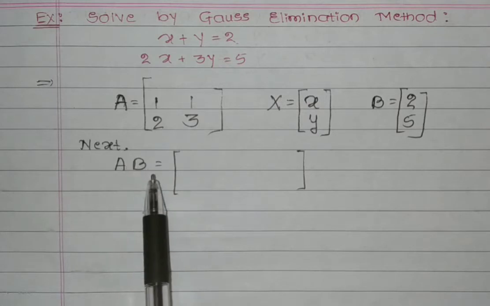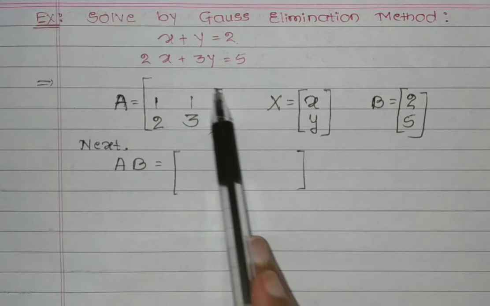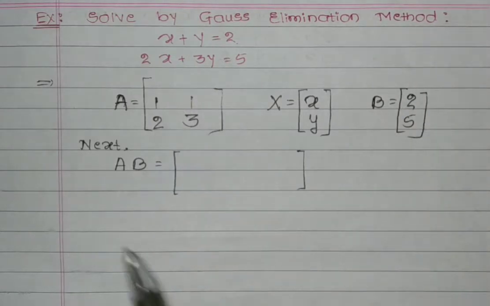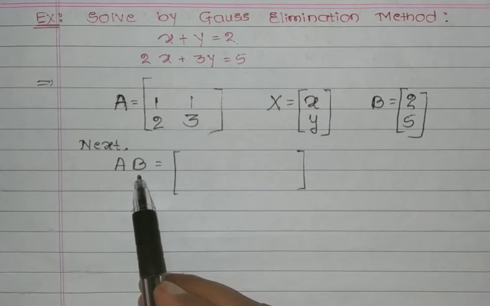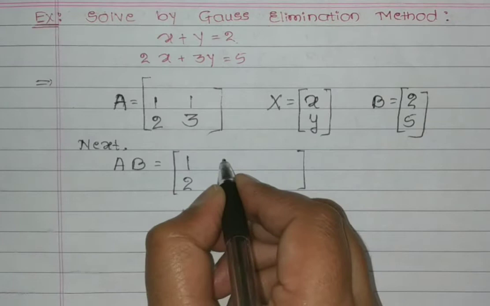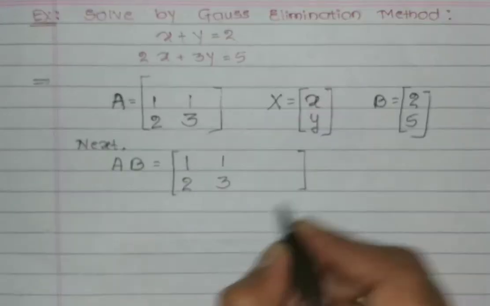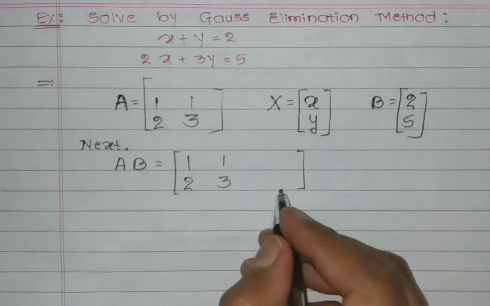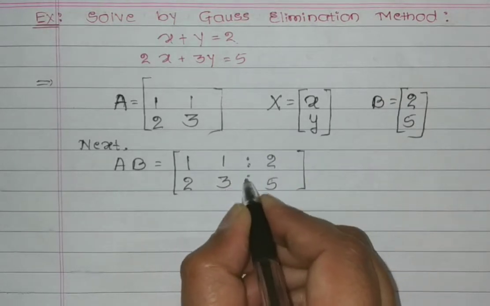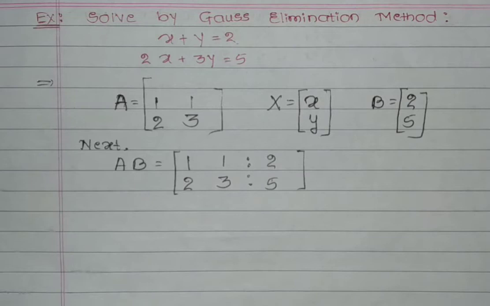Now the augmented matrix is a combination of matrix A and the constant matrix, that is B. So let us consider the augmented matrix AB, that is 1, 2 in the first column, 1, 3 in the second column, and then consider the matrix B elements, that is 2, 5. So this is the augmented matrix AB.